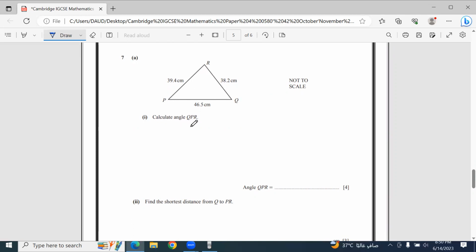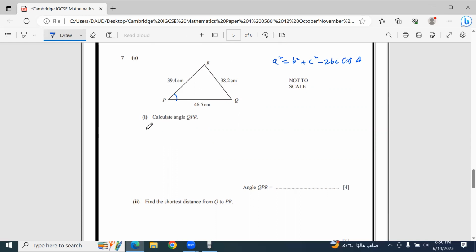Calculate angle QPR, which means we will check the angle at P. I will preferably use the cosine law because we know all three sides. Opposite of P, the cosine law is a squared equals b squared plus c squared minus 2bc cos A.